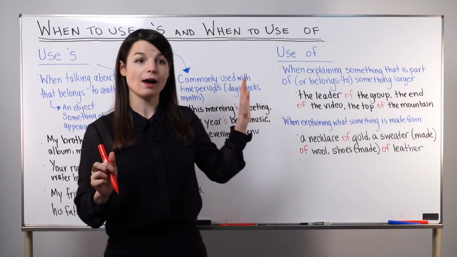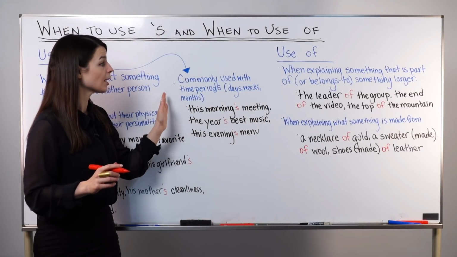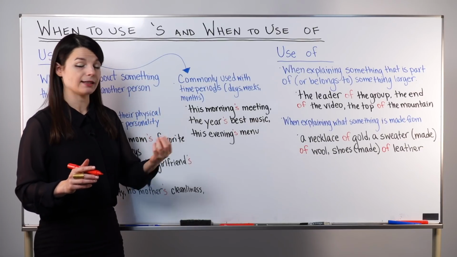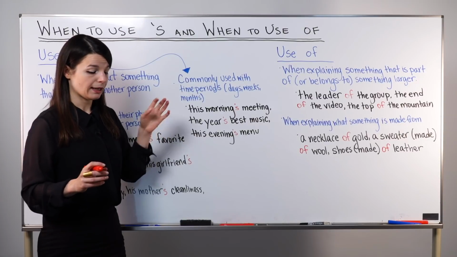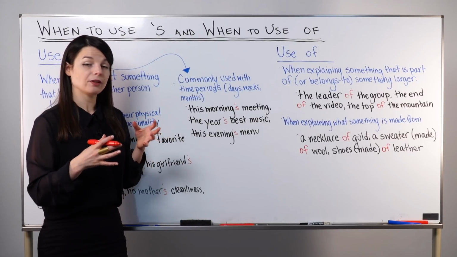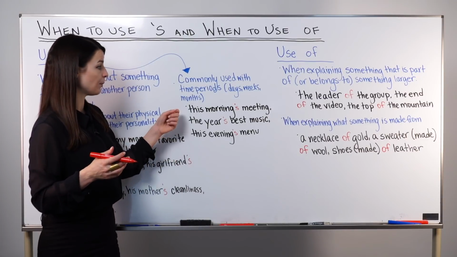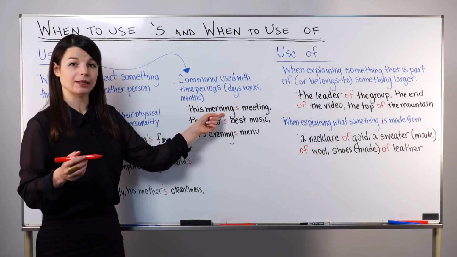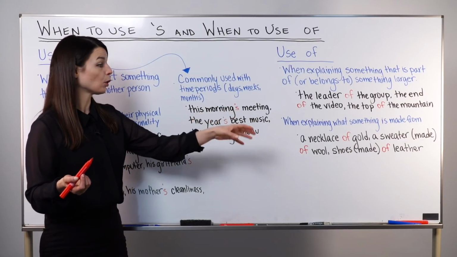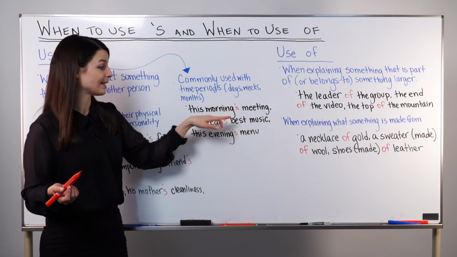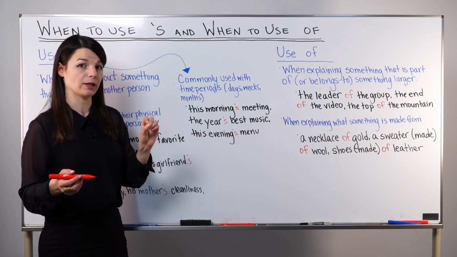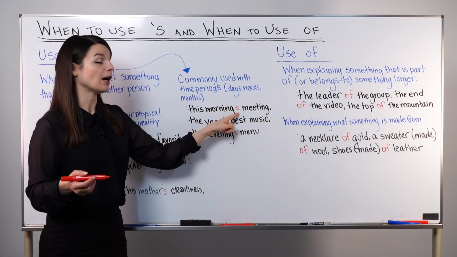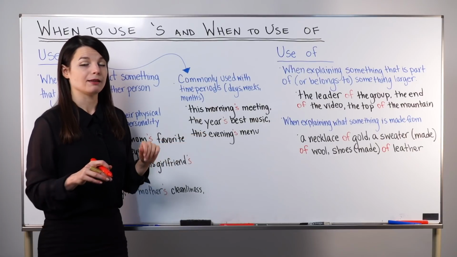Another important point about apostrophe S use is that apostrophe S is commonly used with time periods. Time periods means days or weeks or months, for example. It can also mean points in time or periods of time in a day. For example, this morning's meeting. Here, morning is my time period, or my point in time in this case. This morning's meeting means the meeting that happened this morning, or the meeting that's going to happen this morning. So we can think of this as a meeting belonging to this morning. We use apostrophe S to show this. We do not say the meeting of this morning.